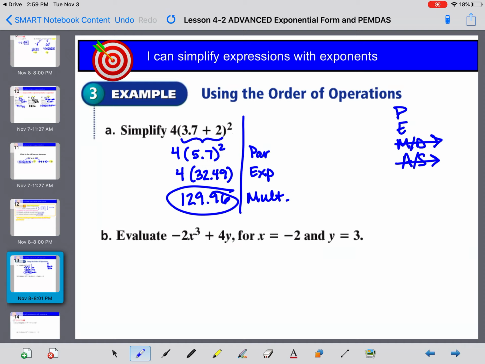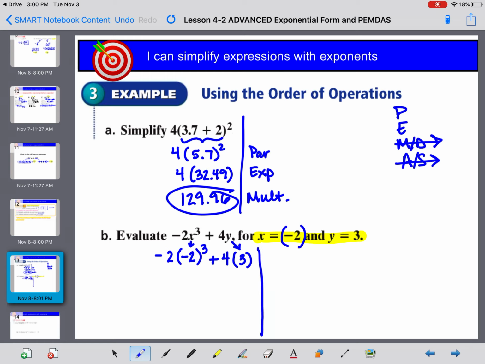Now, if you're asked to substitute in values for the variables, make sure if it's a negative, you insert the number with parentheses around it. So let's rewrite this problem. Negative 2 times, now x is negative 2 to the third, so that's what went here, plus 4 times 3, because y is 3. Now I'm ready to begin solving using my order of operations.